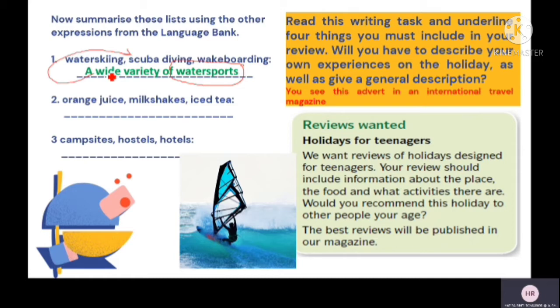Read this writing task and underline 4 things you must include in your review. Will you have to describe your own experiences on the holidays as well as give a general description? Yes. So this is based on your own experience, and of course you have to provide a general description. So the question is, reviews wanted, holidays for teenagers. We want reviews of holidays designed for teenagers. So your review should include information about the place. Okay, this is the first thing. Information about the place, the food, and what activities there are, and would you recommend this holiday to other people your age? So those are the 4 things that you must include in your review.